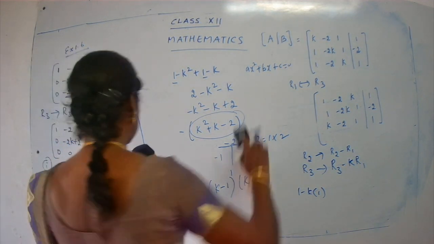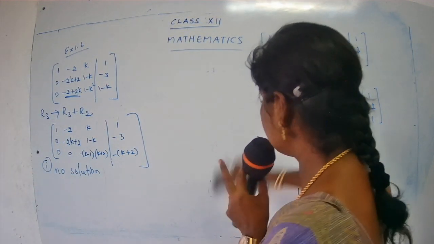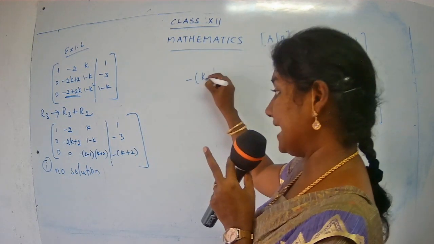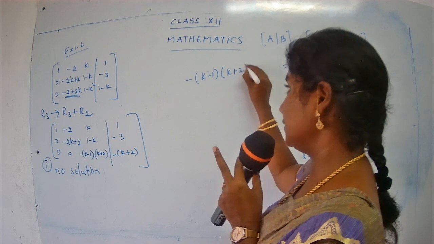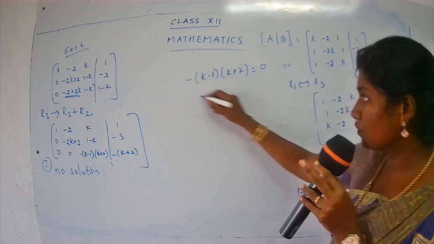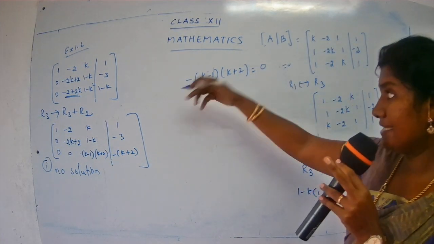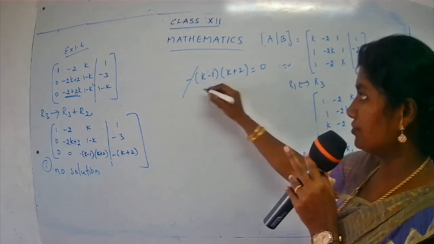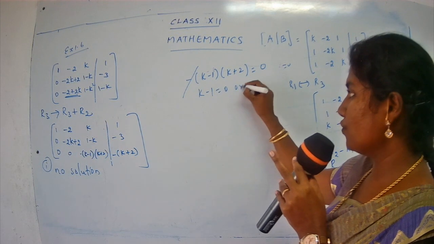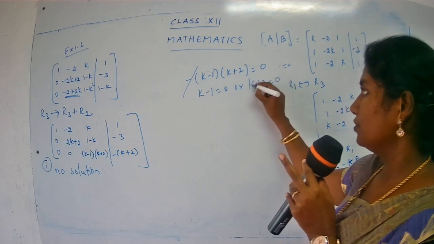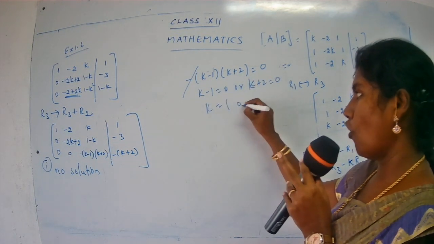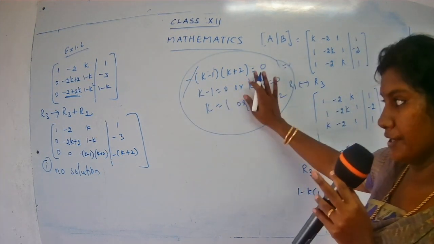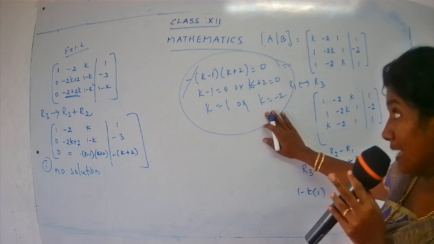If I take this, minus k minus 1, k plus 2 is equal to 0. Now what happens, the minus goes to this side and the minus vanishes. So the minus sign goes off. So k minus 1 is equal to 0 and also k plus 2 is equal to 0. So you get the value for K as 1 or you get the value for K as minus 2. So we have to follow these two rules, okay? So K may be 1 or K may be minus 2.